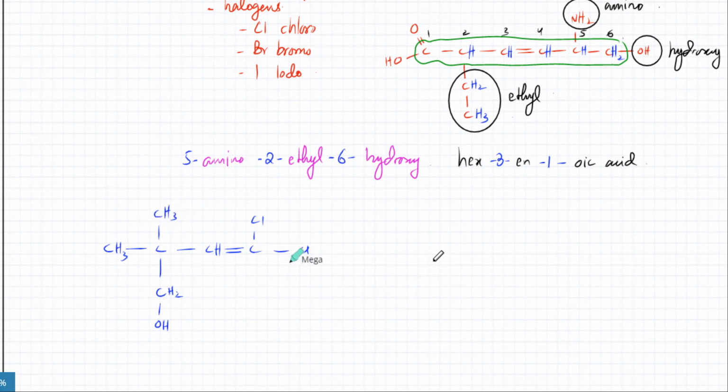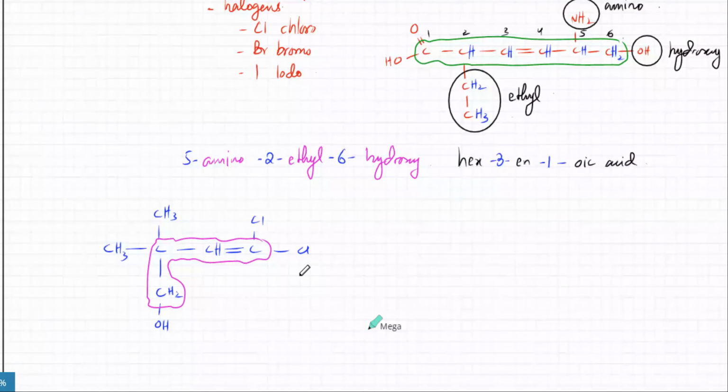Main chain should have the maximum substituent groups, the most important groups. So I'm going to bend in this direction. That's going to be my main chain. It should be a continuous carbon atom chain that has maximum things attached to it. That's this one, because remember, the OH should be attached to it as well. Is that clear, main chain? Yes. So it's 4 carbon atoms, right?